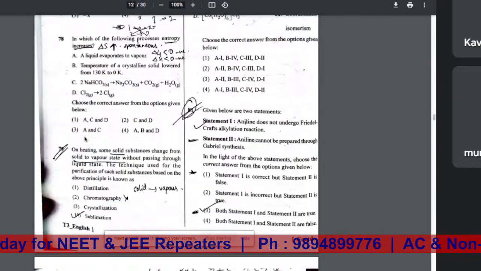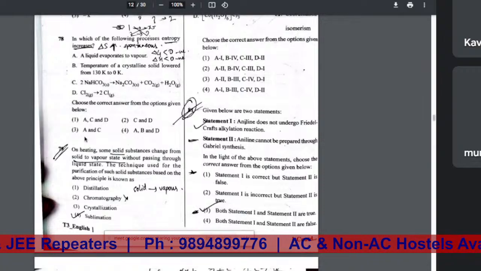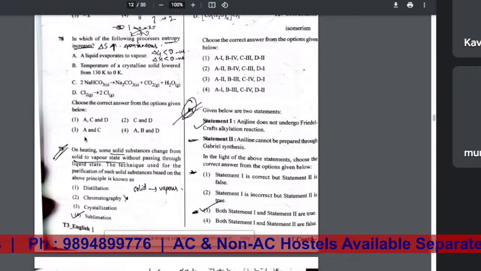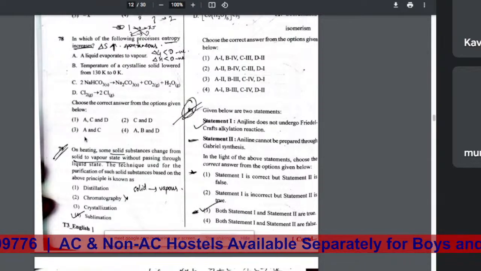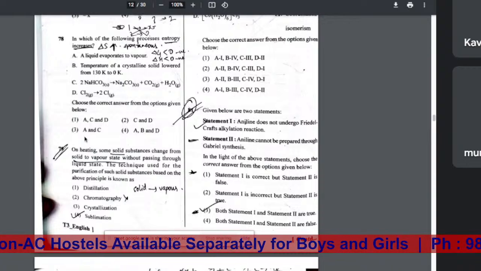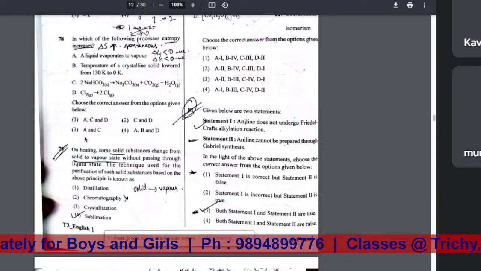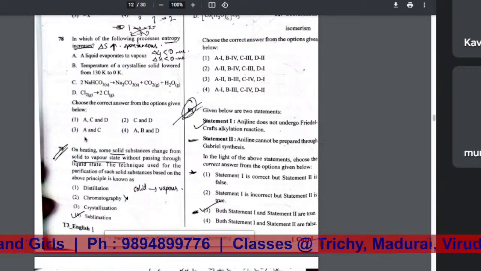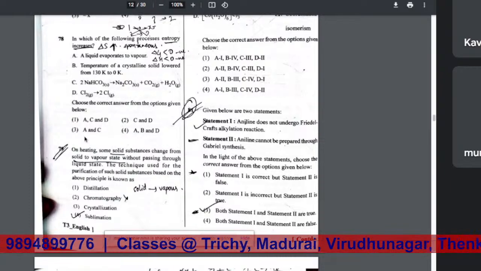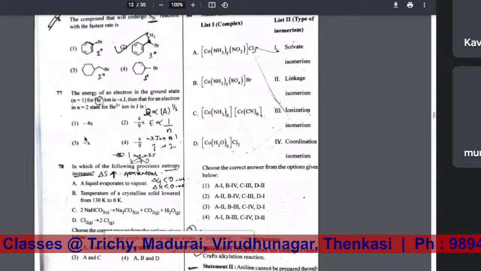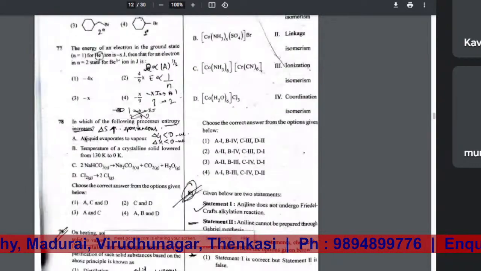On heating, some solid substance changes from solid to vapor state without passing through the liquid state. You know the process is known as sublimation. Now we have to write which technique we can use to separate the substances. So the answer is the fourth option, sublimation. Okay.